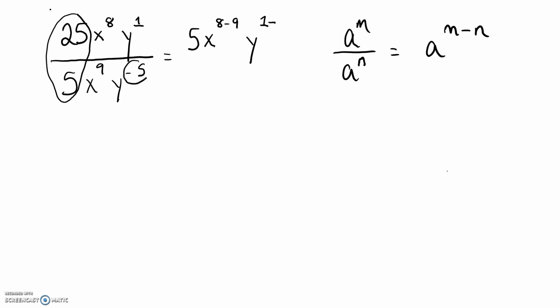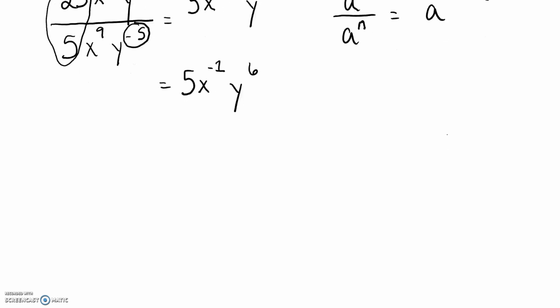Now here, be very careful of your signs. That's a negative 5. So it's going to be 1 minus negative 5. So let's subtract. Just bring your 5 down. It's x. 8 minus 9 is negative 1. And then y, 1 minus negative 5. Those two negatives make a positive. 1 plus 5 is 6.